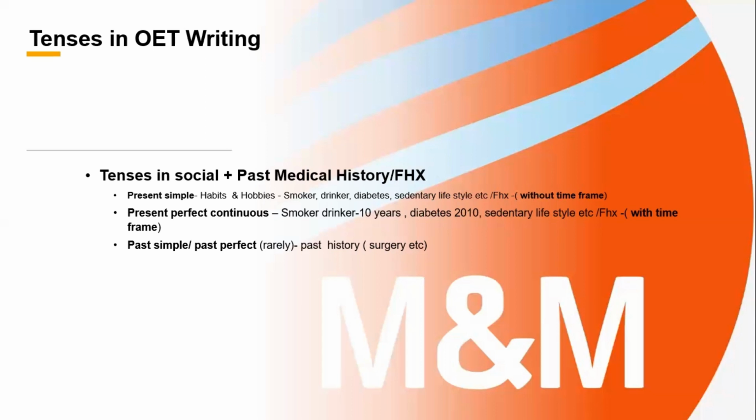But when the time frame is mentioned, in that regard, you just have to write it in, let's say, the present perfect continuous tense. So depending upon the importance of the information, we may write it down. And secondly, we can write it in the past simple or past perfect tense even in the social history part. If there is something that is related to the past, we can write it in the past simple tense, right? Is it clear to you?